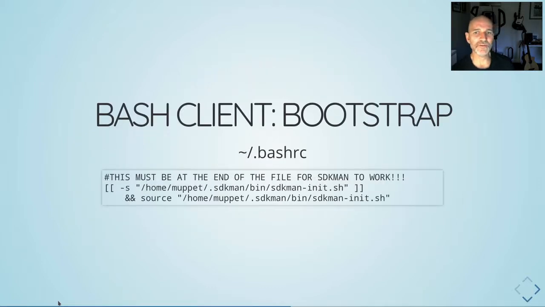Right, so a closer look at the Bash client. When we install SDKMAN, the first thing that happens is a little snippet gets added to the end of your Bash or ZSH profile. It goes and looks for a file which is in a .sdkman folder in your home, and that in turn has a bin folder which contains an sdkman-init.sh. Now that gets sourced if it's there.